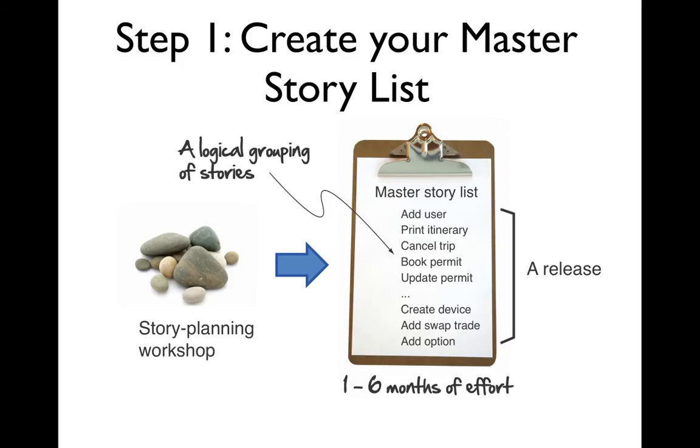Step 1, create your master story list. The first step of building any Agile plan is to build your master story list. If you're looking for ideas around how to do that, see our user story video where we talk all about story planning workshops. But basically, it's here where we identify everything our customers would like to see in their software and add it to our to-do list.